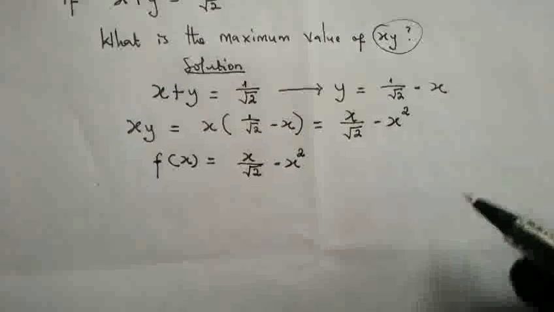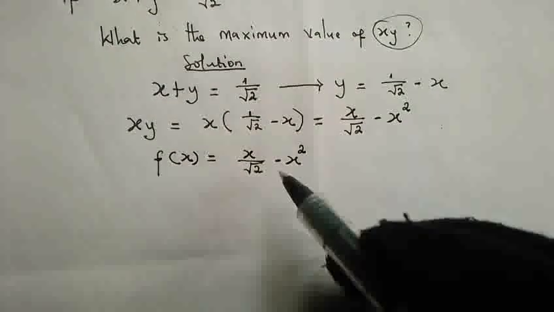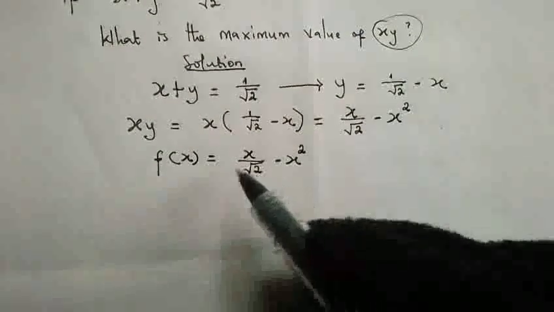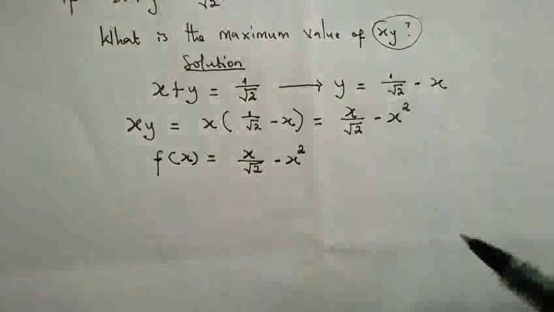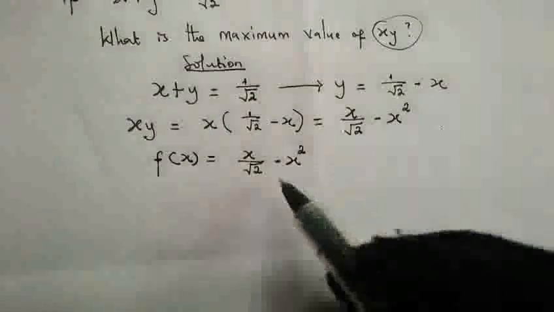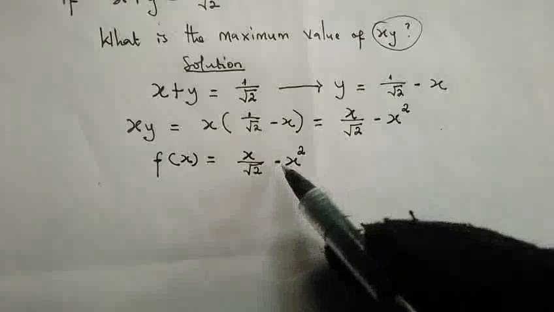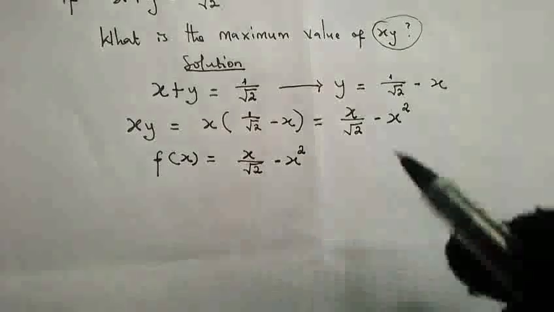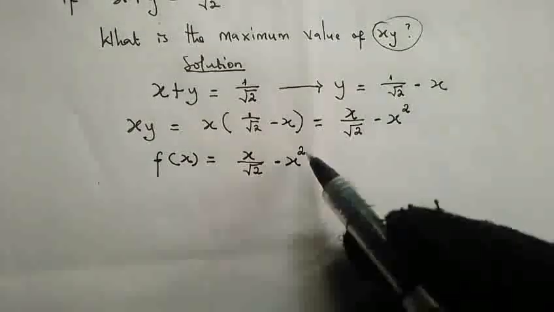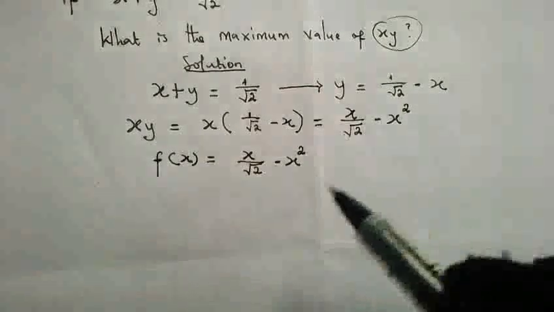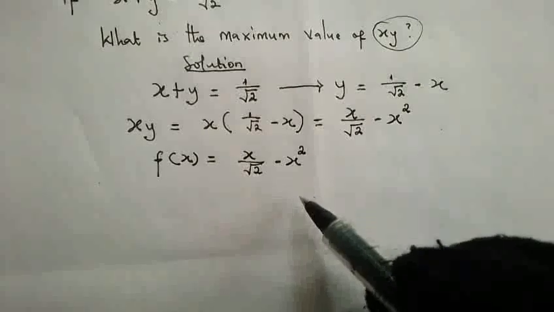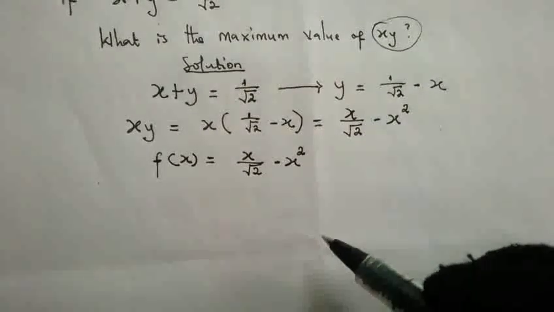Okay, so if you look at this, you can see that this is just a quadratic equation with a constant 0. Now if you look at the leading coefficient here, it is -1, which is less than 0. So this means that this expression has a maximum value. Okay, now let's see how we're going to do this.